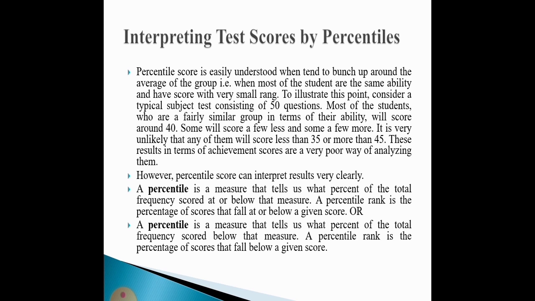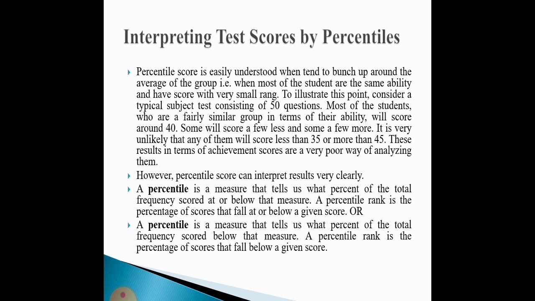To illustrate this point, consider a typical subject test consisting of 50 questions. Most students who are a fairly similar group in terms of their ability will score around 40. Some will score a few less and some a few more. It is very unlikely that any of them will score less than 35 or more than 45. Achievement scores are a very poor way of analyzing these results. However, percentile scores can interpret results very clearly.